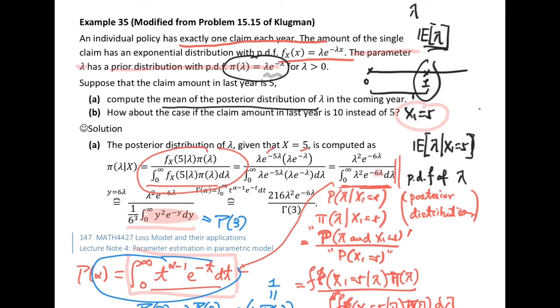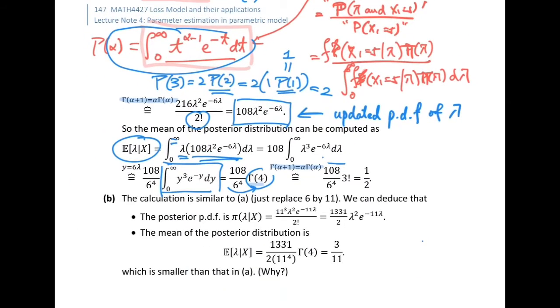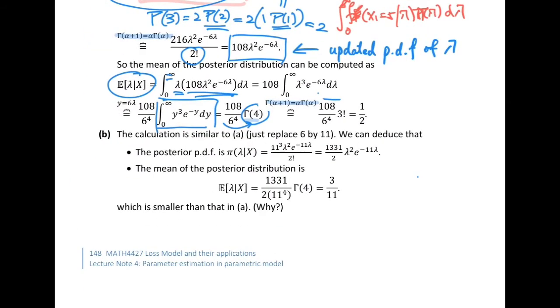And then for part B, what I want you to do is, let's suppose my claim amount is raised to 10, instead of 5. So I want you to calculate this expected value again, and try to see how it changes.